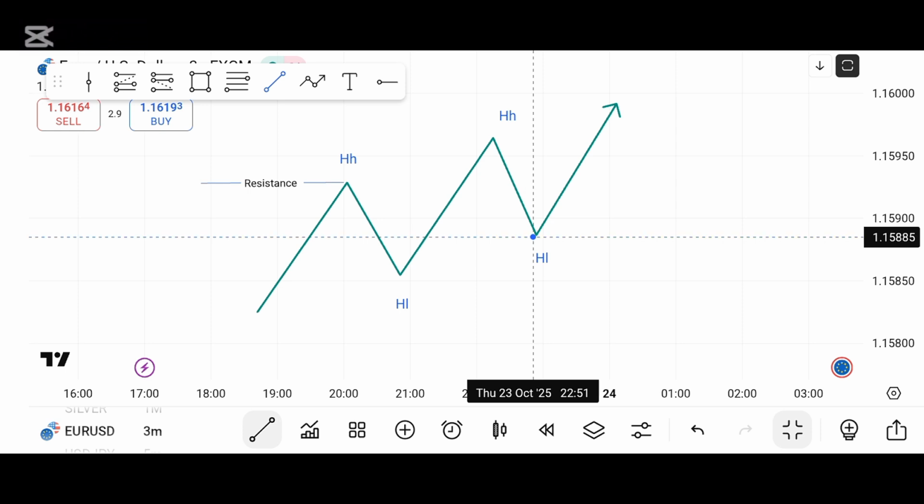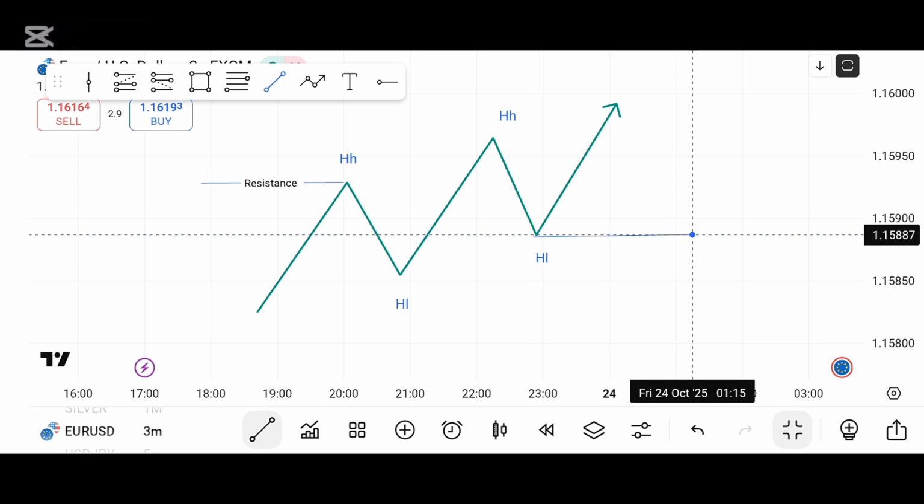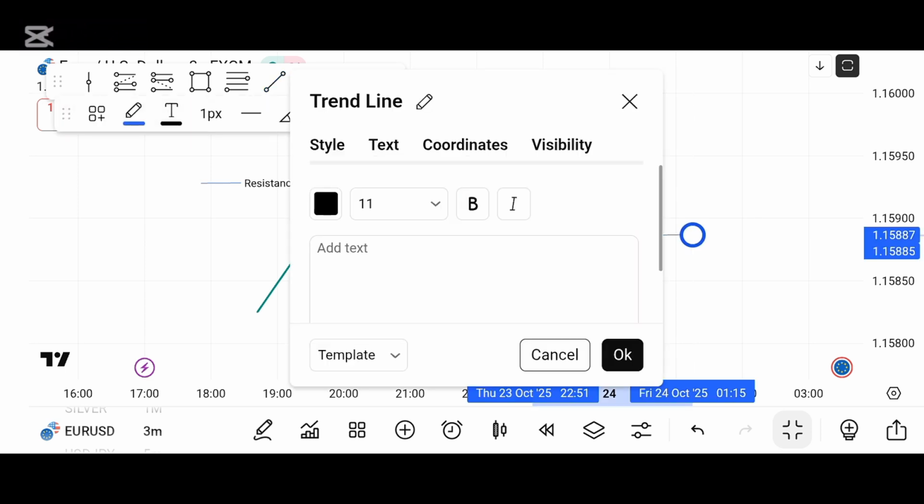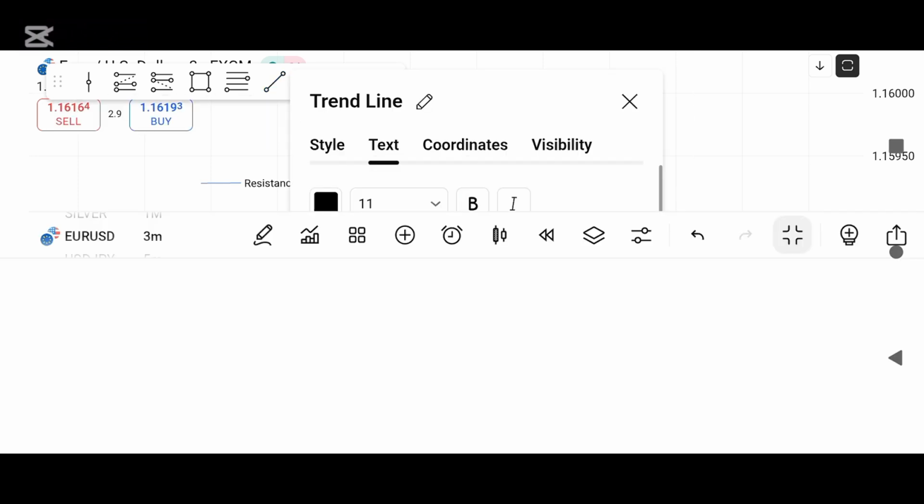While the higher low is located at the support zone. That's where the higher low is.